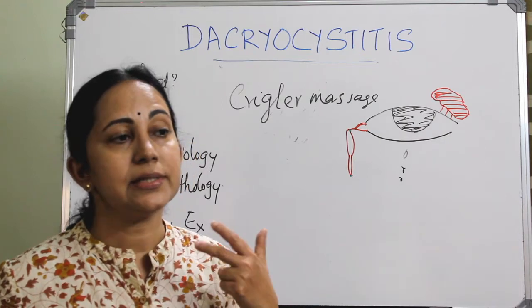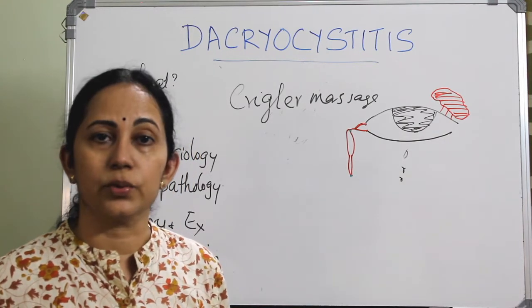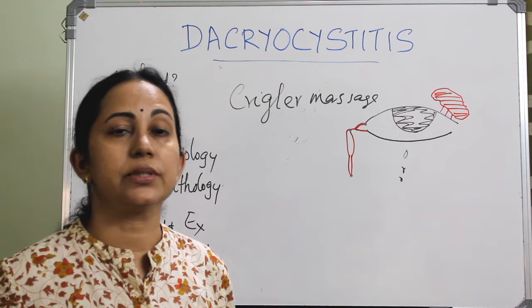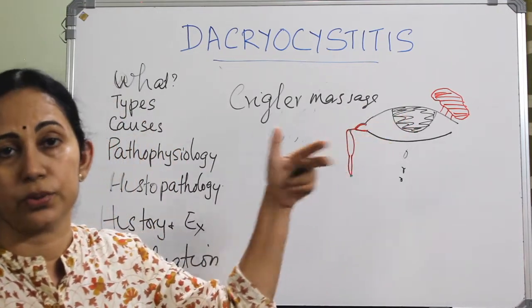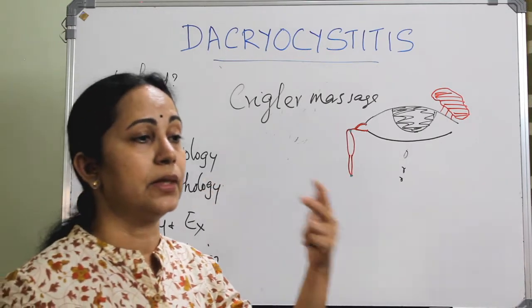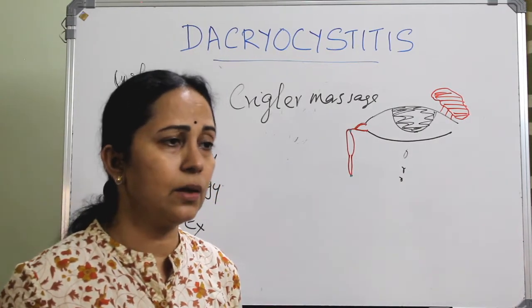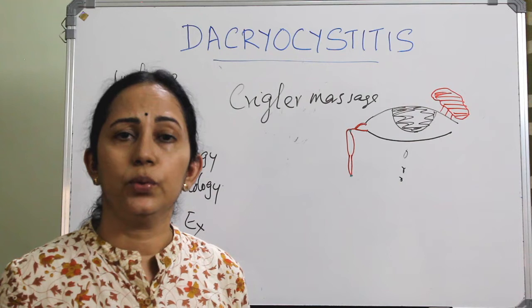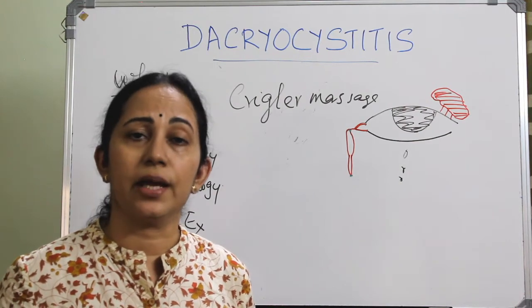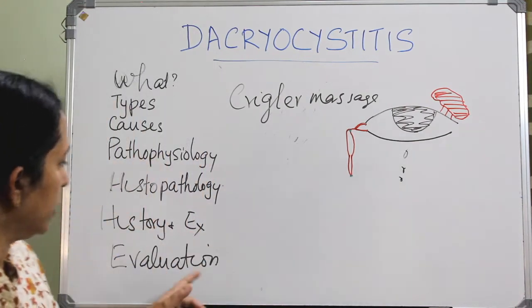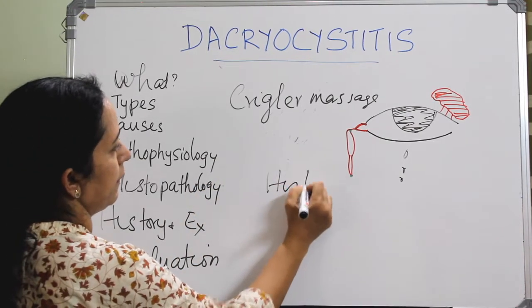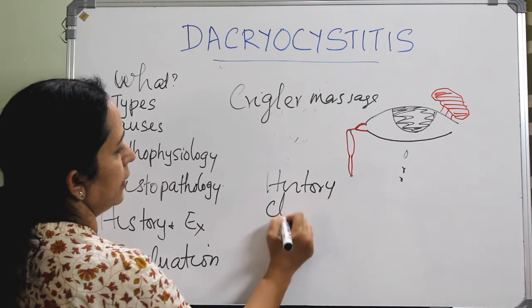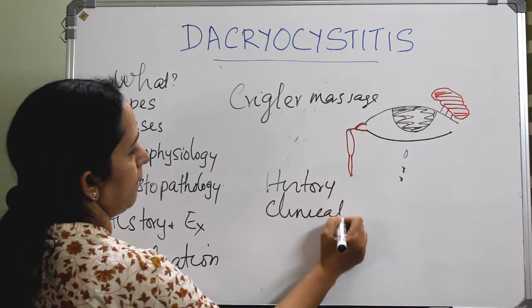Okay, if there is any doubt in your diagnosis, send for an ophthalmological consultation, and if there is extensive involvement of the orbit or cellulitis, or there is orbital involvement, do a CT scan of the orbit along with the nose and PNS. Okay, so evaluation is mainly by history, then clinical examination.